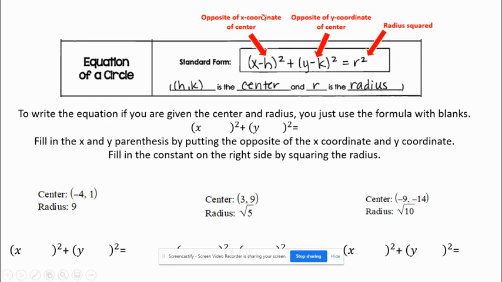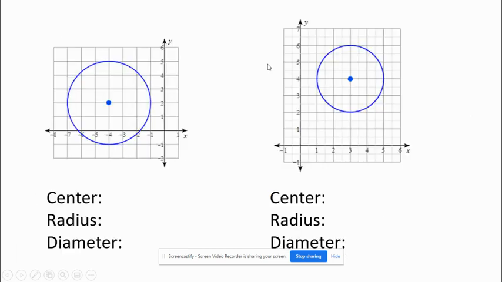So with the equation of a circle, what we have up here is the standard form of the circle. We use all these letters just to represent values that we're going to replace. The x and the y are going to stay permanent. The h value, and you'll notice it has a negative in front of it, is the opposite of the x coordinate for the center.